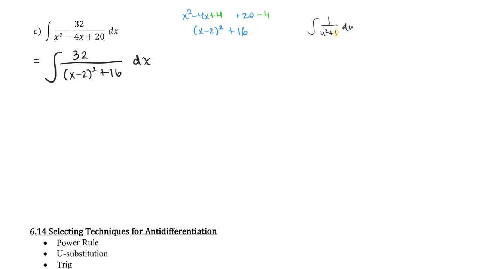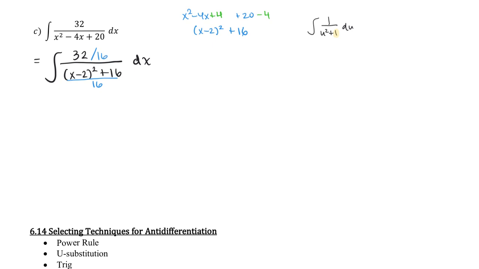I'm just going to divide everything by 16. That's what I'm going to do. Okay, so I want to make this 16 into a 1, so I'm going to divide this whole thing by 16. If I divide the bottom by 16, I need to divide the top by 16.